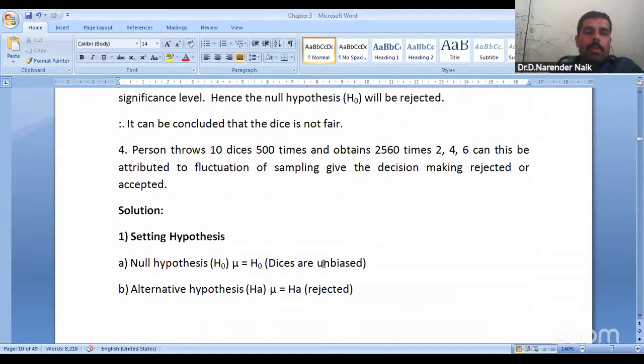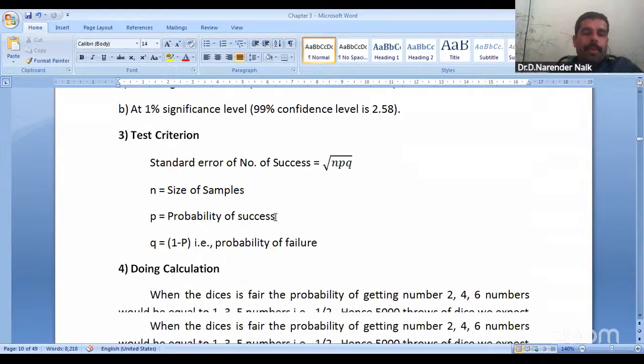See, this is one more problem. I will just read it. You do it at home for practice purposes. If you have any doubt, you can ask in tomorrow's class or next Saturday's class. A person throws 10 dice 500 times and obtains a 2, 5, or 6 (2560 times, 246). Can this be attributed to fluctuation of sampling? Give the decision, rejected or accepted.